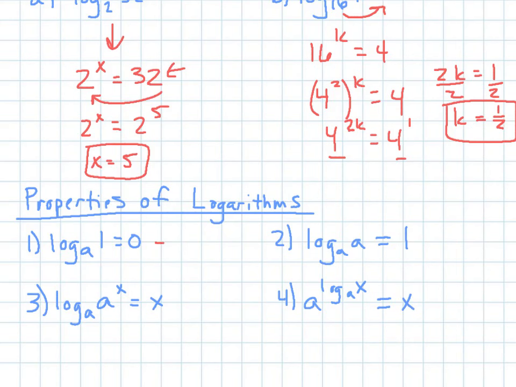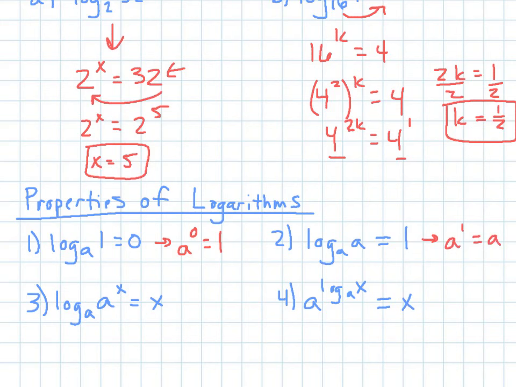So what they're saying is that if you change that to exponential form, that'd be saying a to the 0 is equal to 1, which we already know, that any base to the 0 power is always 1. Same thing here. If I change log of a base a is equal to 1 to exponential form to prove this, you're saying a to the first is equal to a, which we know is true.